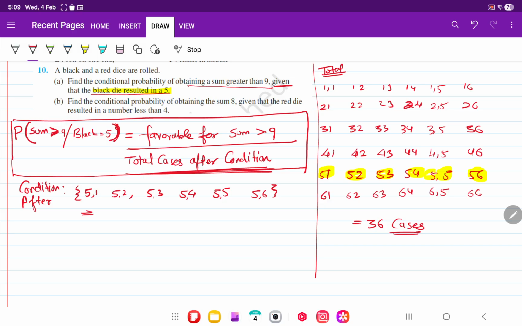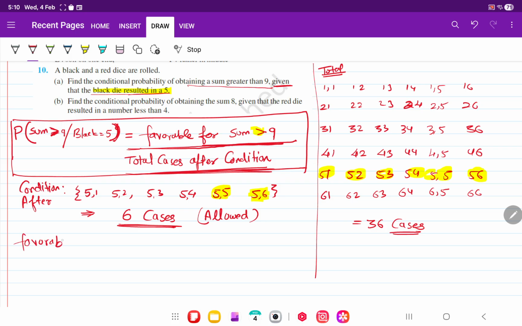Okay, so how many are cases after condition? 6 cases which are allowed, right? These are the allowed cases after the condition is applied. Out of that we have to take favorable when the sum is more than 9. So in which cases do you think the sum is more than 9? I think 5 plus 5 and 5 plus 6. 5 plus 5 is 10, 5 plus 6 is 11. Can we take 5 plus 4 which is 9? No, because they want more than 9. Equal to 9 is not allowed, so this one we won't take.